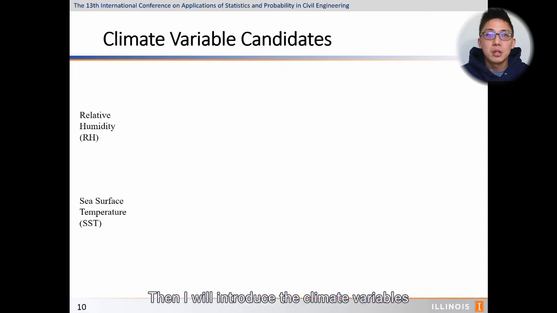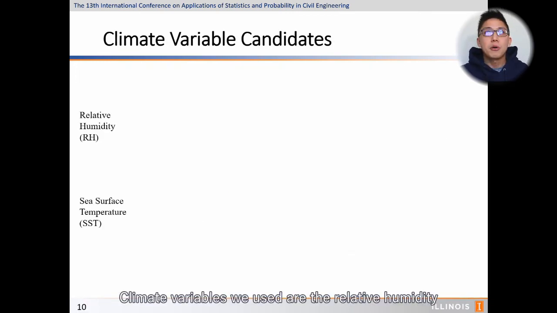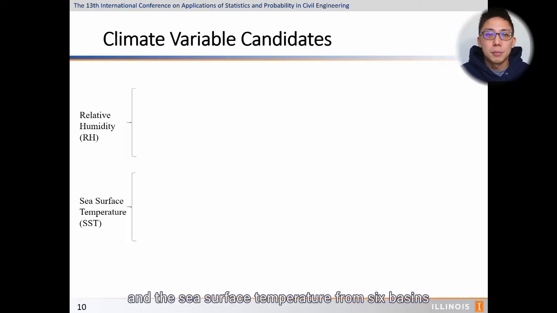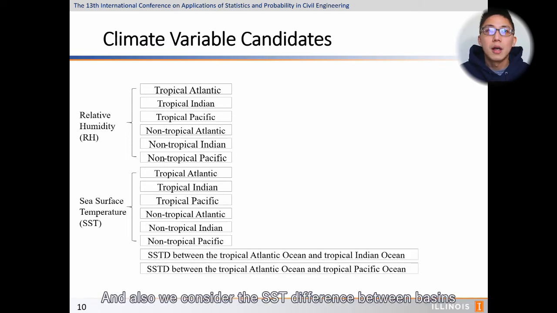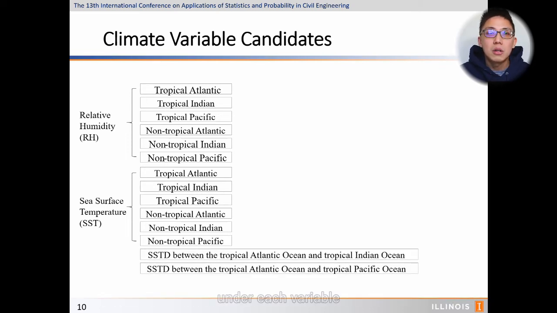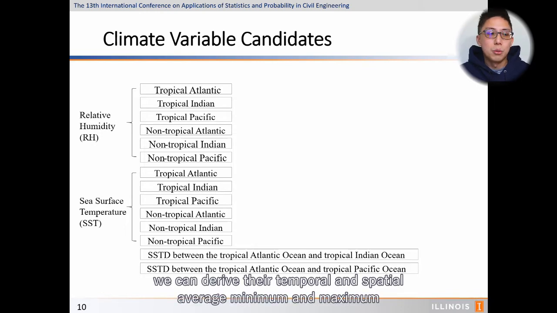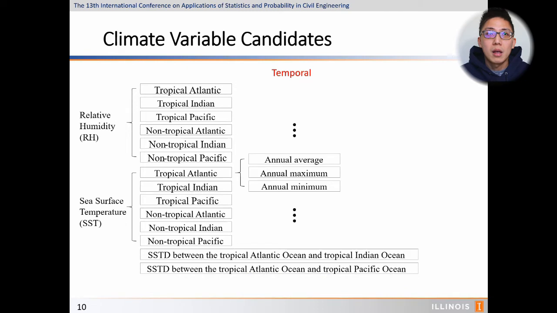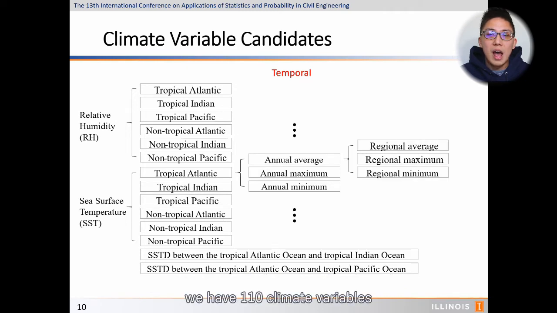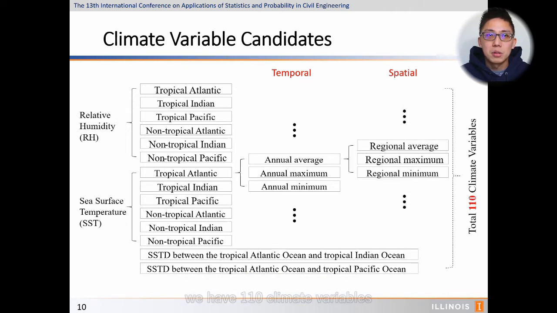Then I will introduce the climate variables. The climate variables we use are relative humidity and sea surface temperature from 6 basins. And we also consider the SST difference between basins. Under each variable, we can derive their temporal and spatial average, minimum, and maximum. So in total we have 110 climate variables.